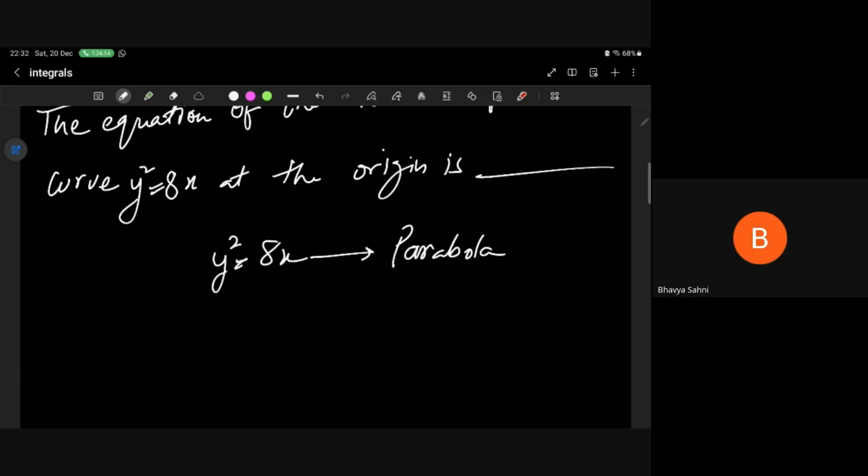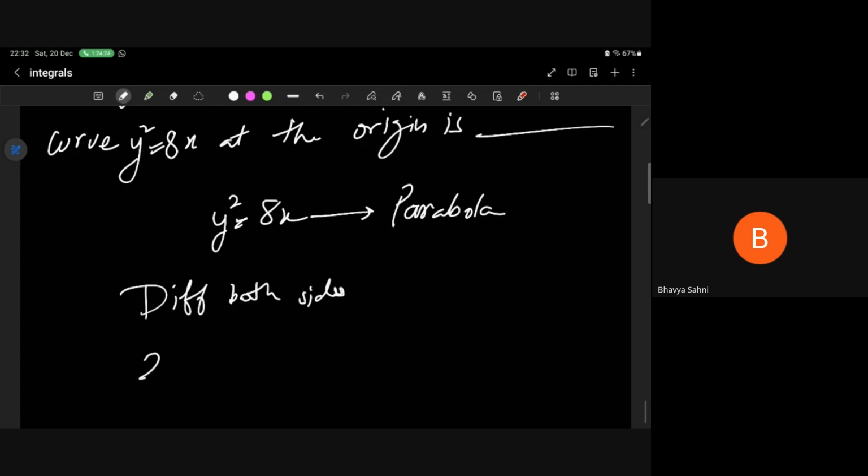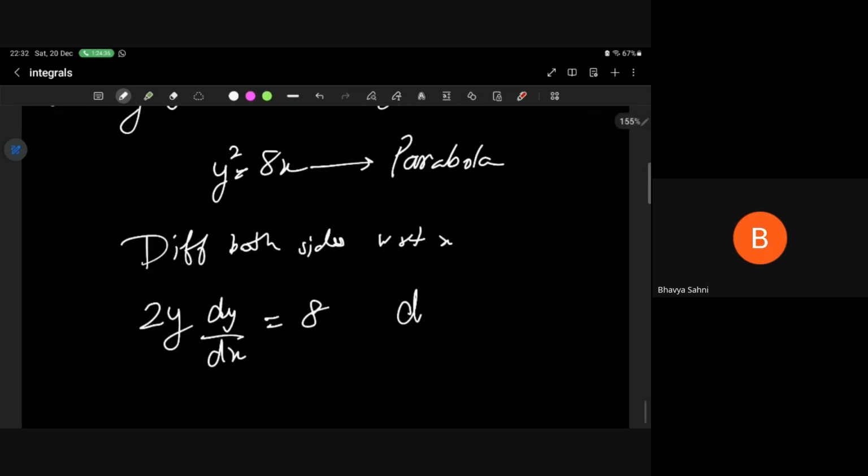So what we will do is differentiate both sides with respect to x. So we will get 2y dy by dx equals 8, correct? So dy by dx will become 4 by y. Correct? Okay. So now it's done.